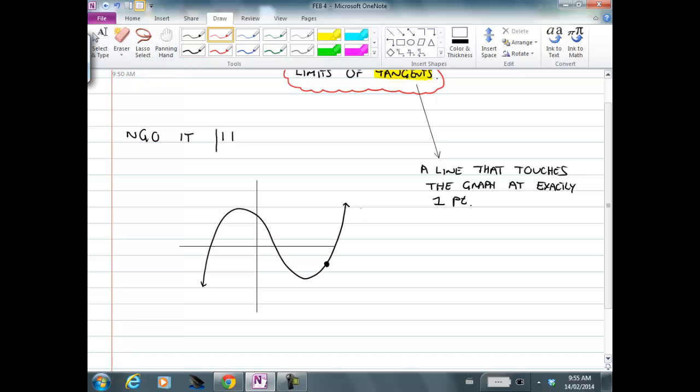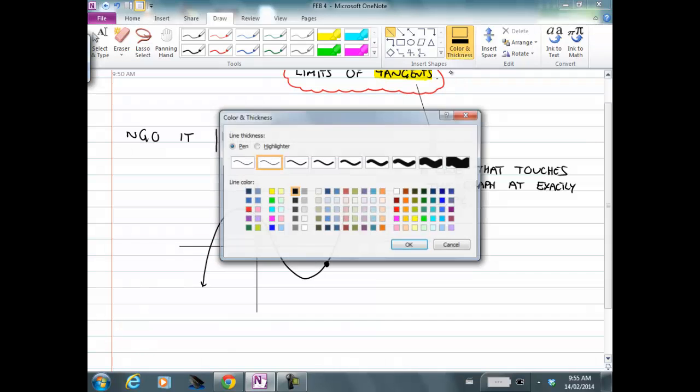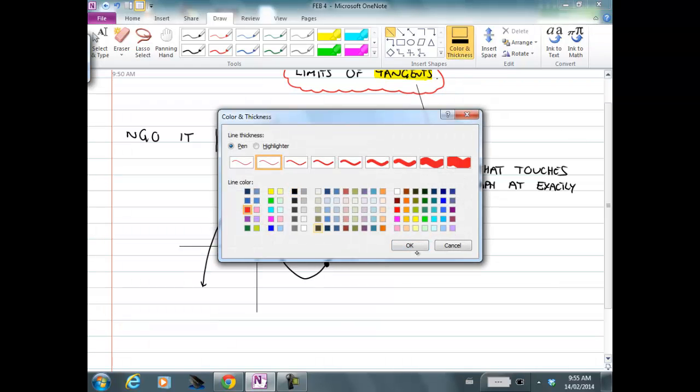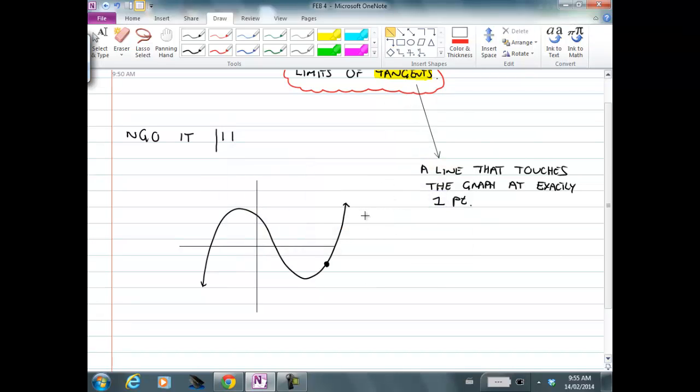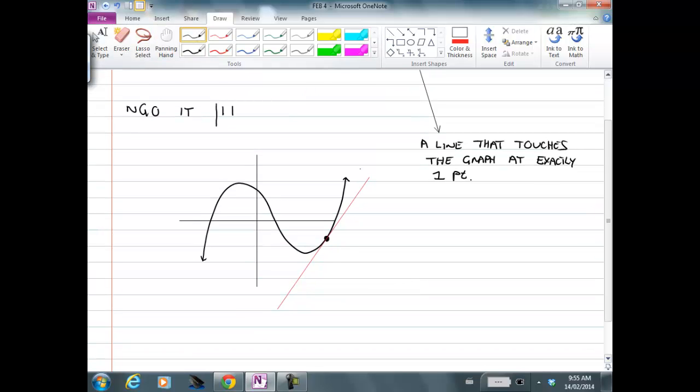So what I'm going to do is I'm just going to draw using red. So here's my tangent line. See, notice I touch exactly at 1 point there. Right there. That is the tangent line.